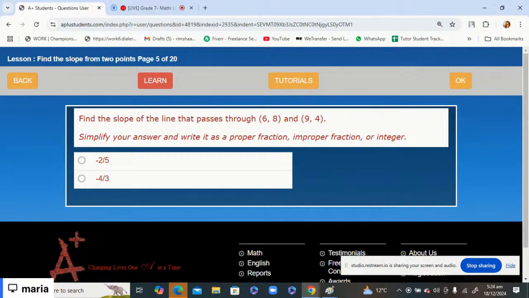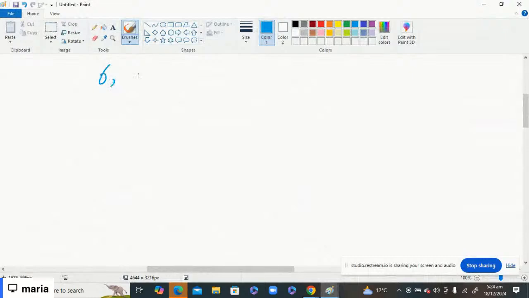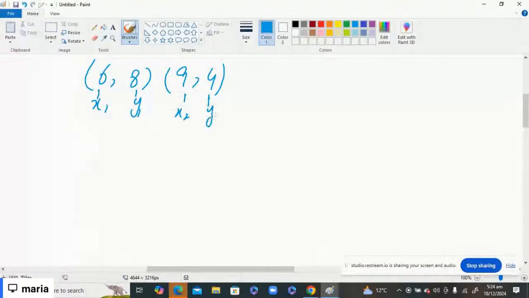So now let's solve this last one. Find the slope of the line that passes through 6, 8 and 9, 4. Simplify your answer and write it as a proper fraction, improper fraction or integer. 6, 8, 9 and 4. x1, y1, x2 and y2.